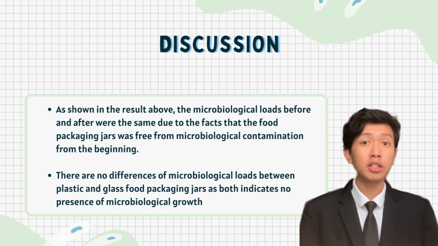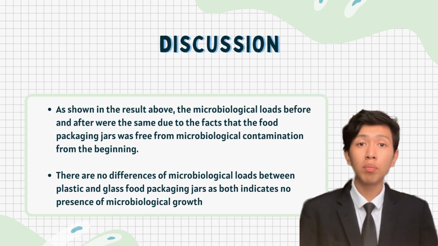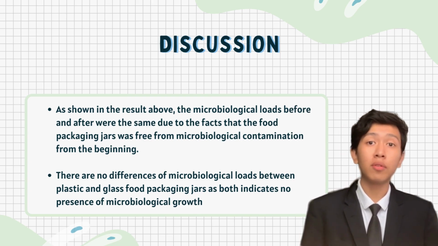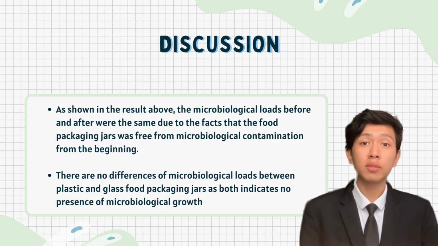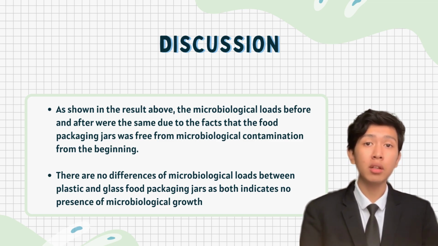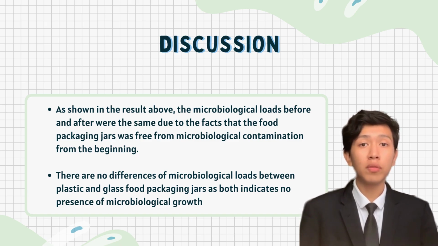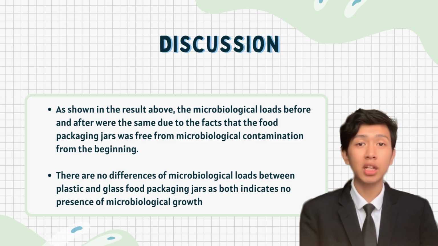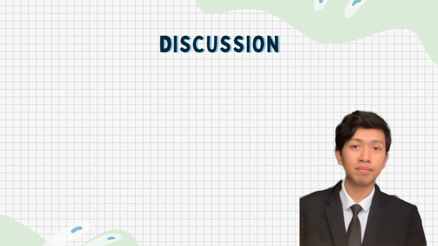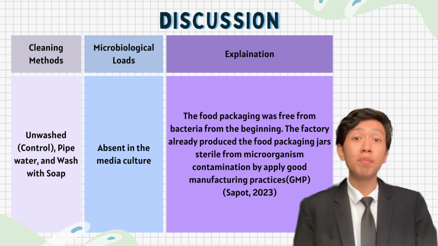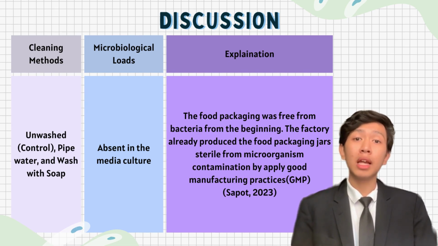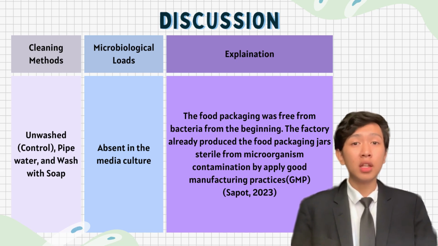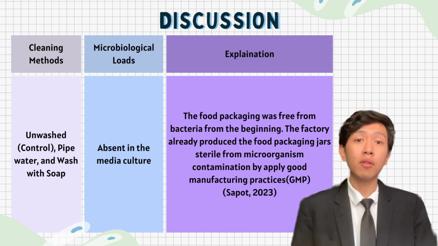As shown in the results above, the microbiological load before and after were the same due to the fact that the food packaging jar was free from microbiological contamination from the beginning. There are no differences in microbiological loads between plastic and glass food packaging jar, as both indicate no presence of microbiological growth. The control set served as a baseline, demonstrating that both types of jar, plastic and glass, remain free from contamination. The food packaging was free from bacteria from the beginning.